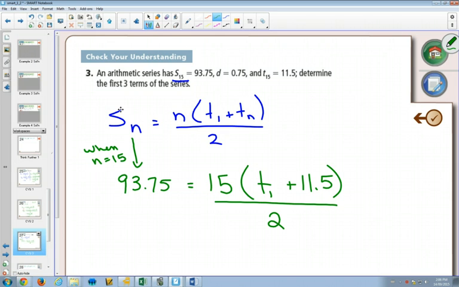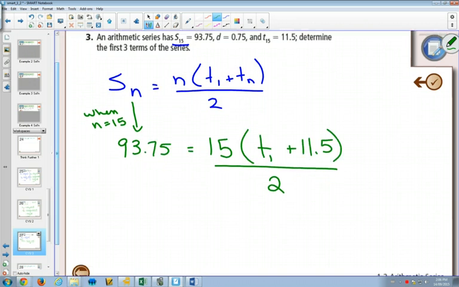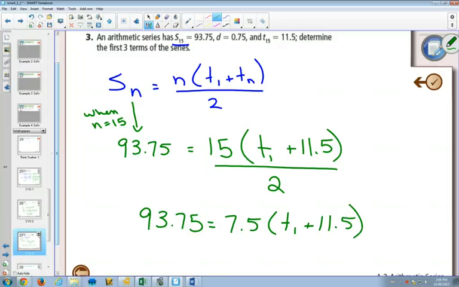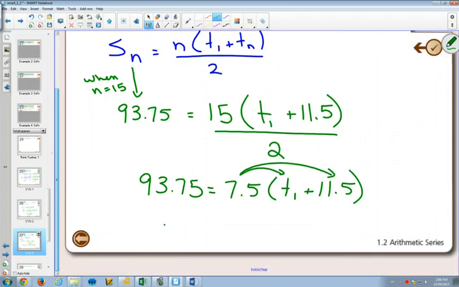You could divide the 15 by 2, and then you would get 7.5. That is fine. Perfect. So we could do that. What would you do next? You could distribute. This 7.5 could go to both of those. 93.75. 7.5 times term 1 plus, and then 11.5 times 7.5 is, yes, 86.25.